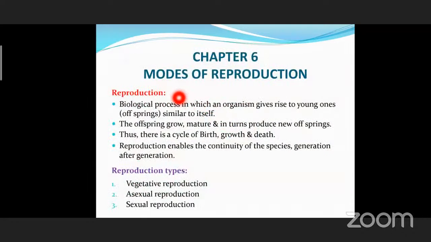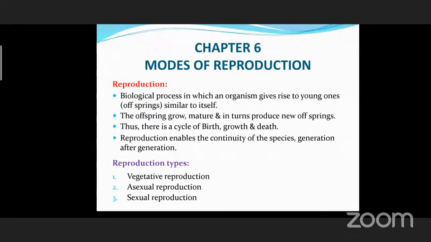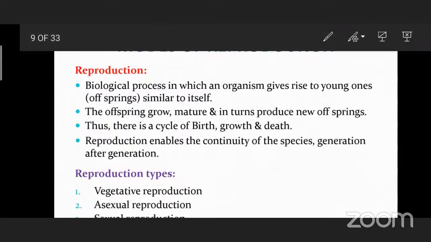So now let us discuss the 6th chapter, modes of reproduction. So do you know what is reproduction? Reproduction is a biological process in which organisms give rise to young ones, that means offsprings. These offsprings are similar to itself. The offsprings grow and mature and in turn produce new offsprings in the cycle of birth, growth and death. This reproduction enables the continuity of the species, generation after generation.